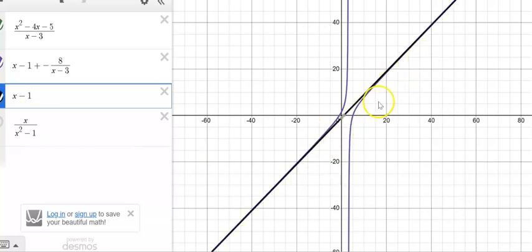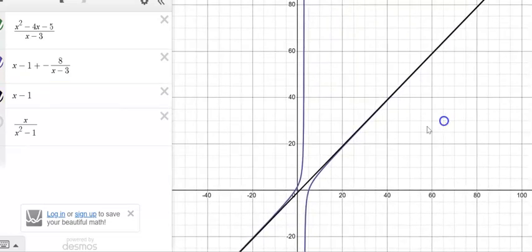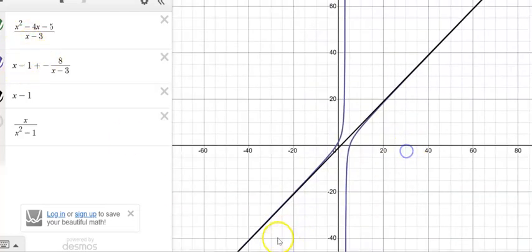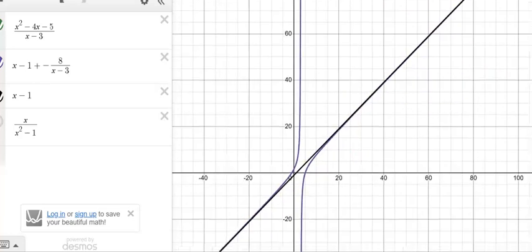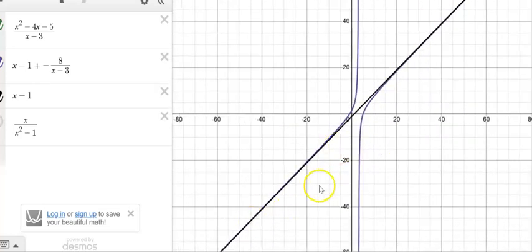x minus 1 becomes my slant asymptote. That's what happens as x goes to infinity. The result, that is the quotient, a linear function, is the slant asymptote. The graph will hug that line as it goes to infinity and negative infinity. And as you might guess, that's really going to help us when we graph our function.